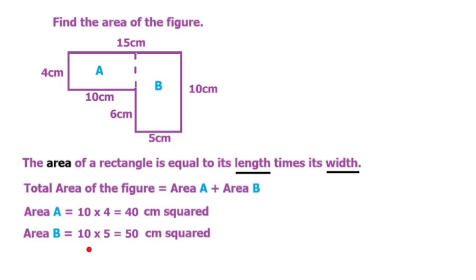And for area B, we just take the length times its width, which is 10 times 5, which is 50 centimeters squared. Now we just add them together. The total area of the figure equals 40 plus 50, which is 90 centimeters squared.